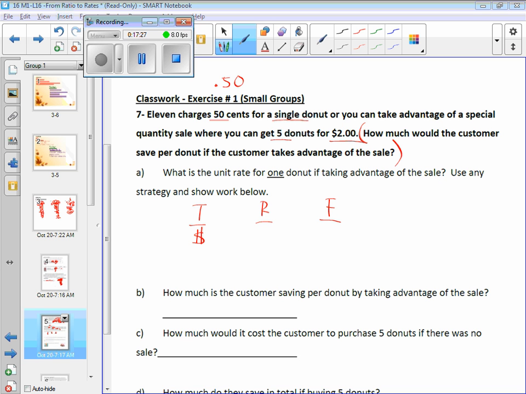That'll help you out. Okay. And then donuts, we'll do D, representing D for donuts. Okay, great. For now, I don't need this, because I already know from this piece that one donut is 50 cents. I'm going to save that for later, because I know the unit rate if I don't take advantage of the sale. I need to find out what the cost is for one donut with the sale.